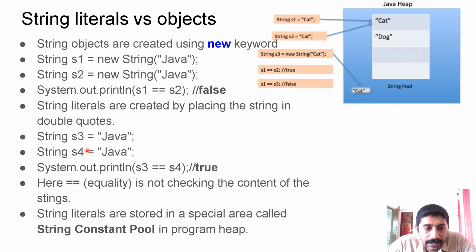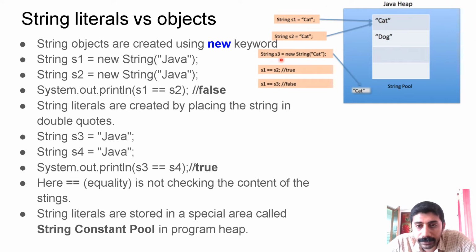That is the reason why S3 and S4 are equal, because in the string pool both are pointing to the same thing. That is elaborated in this case. See, String s1 equal to cat. So in the string pool, cat is stored. In String s2 equal to cat, I am storing a string literal cat to s2, another reference variable. So this particular string constant is already there, so s2 will be pointing to the same literal. So s1 and s2 both will be pointing to the same string literal in the string constant pool.